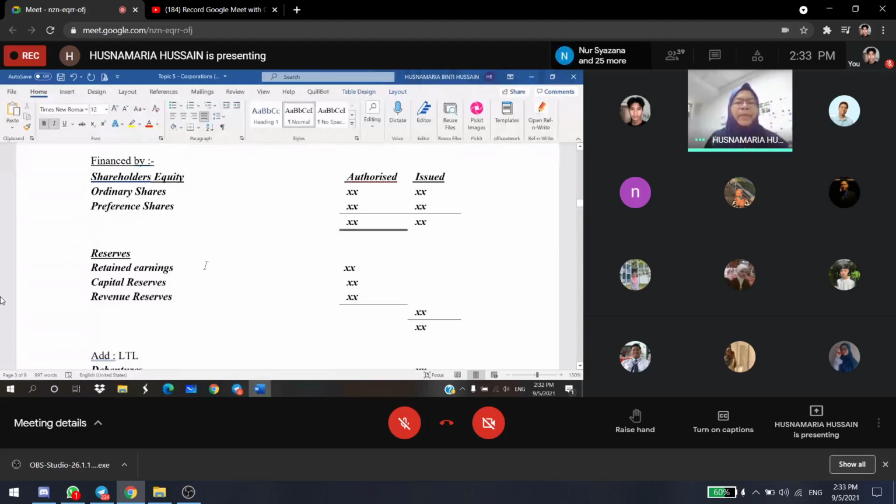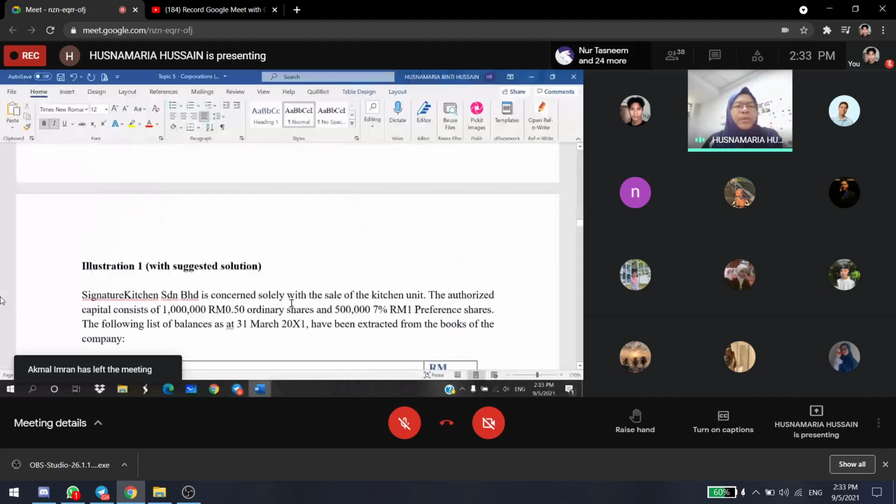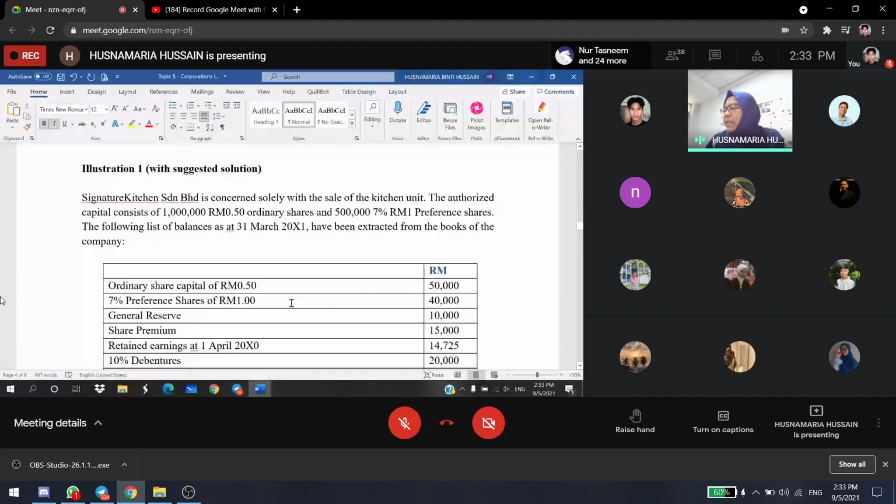Okay, done. Now we're going to look at the illustration, how it is calculated and so on. This illustration is in your textbook, page 265. Okay, page 265. Signature Kitchen Sdn Bhd is concerned solely with the sale of kitchen units. Sometimes students get confused here.